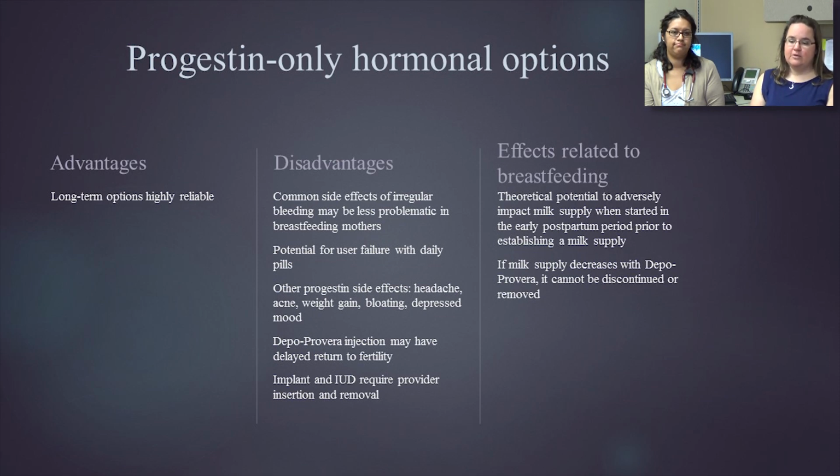So talking about effects relating to breastfeeding, there is a theoretical potential to adversely impact the milk supply when we use progestin-only hormonal options before there is established milk supply. So we are talking about the period between birth and 6 weeks. If we are to prescribe these medications, the research is telling us that the mother does not develop her full milk potential because progestin is a hormone.